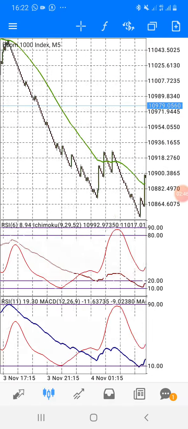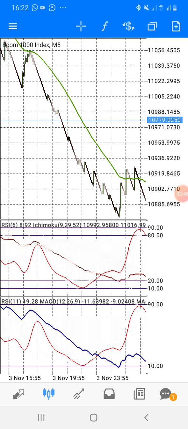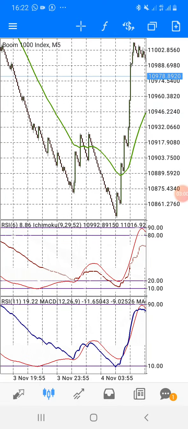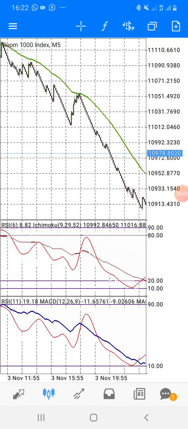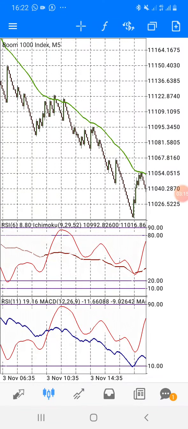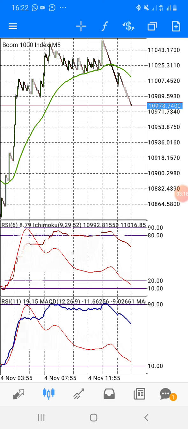So how does this strategy work? You're going to go to your 5 minute time frame. It works for both boom and crash: boom 1000, boom 500, crash 1000, crash 500. But you have to follow instructions and practice patience, as usual. With this strategy you might get 3 or 4 entries per day from the same index. Let's say you are trading boom 1000, the strategy might give you confirmations 3 or 4 times a day, so you gotta be patient.